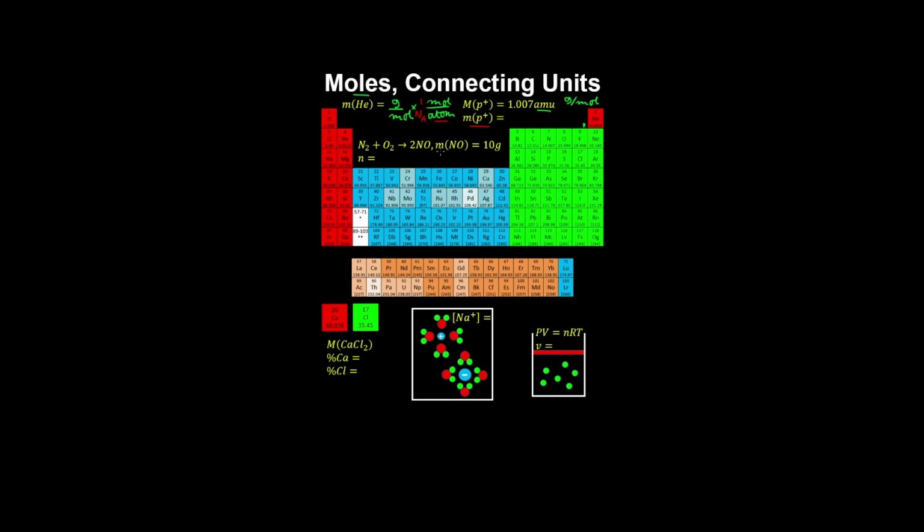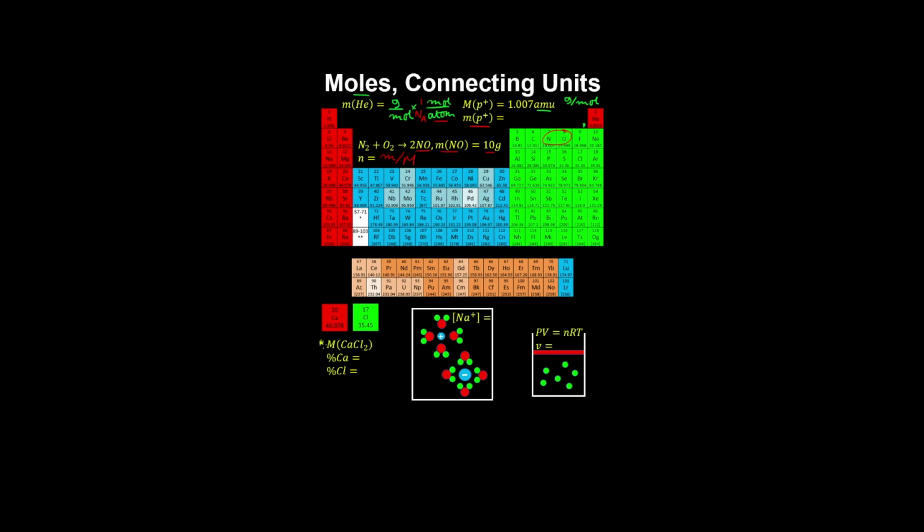And similarly, if we're given a mass of a substance that's produced in a chemical reaction, then we can convert this to a number of moles. So we have the mass in grams over the molar mass in grams per mole, which you can calculate for nitric oxide from the periodic table by adding the molar masses together.